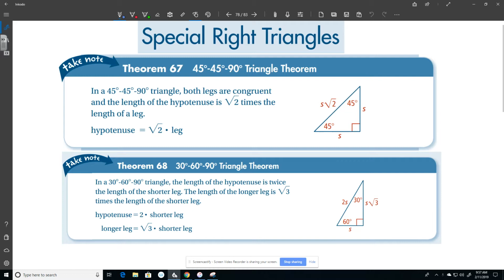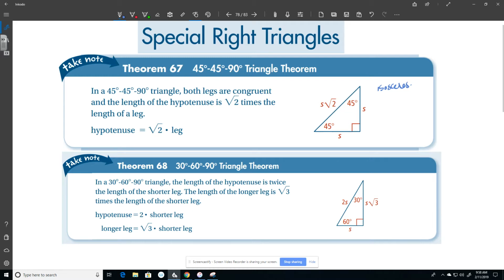Obviously, this is our 90-degree angle. And these are both 45-degree angles. So that means this is an isosceles triangle. And what's cool about isosceles triangles is if these two angles are the same, then these two sides are also the same. So that's why in the picture, this is labeled an S and this is labeled an S.